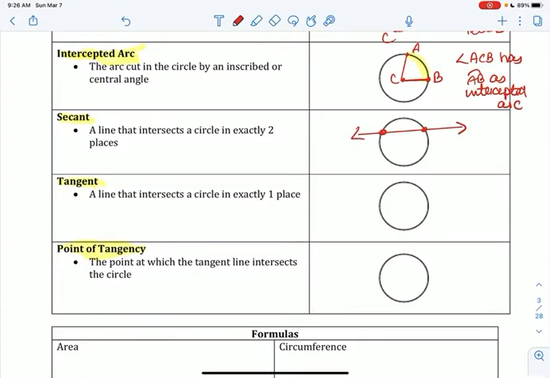Where a tangent is a line that intersects a circle in exactly 1 place. So if I have this line right here, actually I didn't do a great job because it looks like it's going through there more than once. Let me try that again. If it intersects a circle in exactly 1 place, that's a tangent line. The point at which the tangent line intersects the circle is called the point of tangency. I'll just draw another one down here. So the point at which it touches the circle, that is the point of tangency.